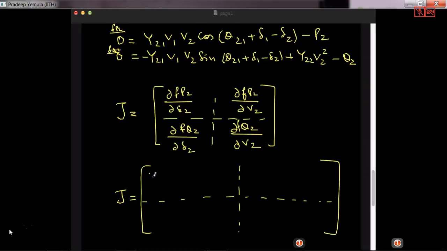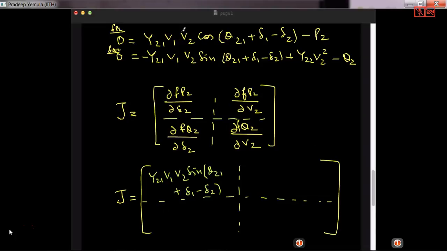That will be exactly the same: y21 v1 v2 sine of theta 21 plus delta 1 minus delta 2. That's it. So this is the differentiation of the first element. So what happens next? Next we have differentiation of the first equation with V2.